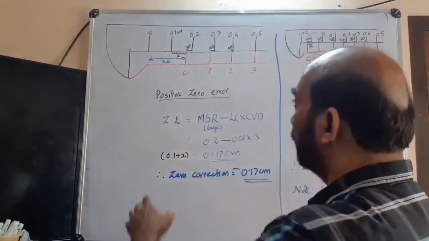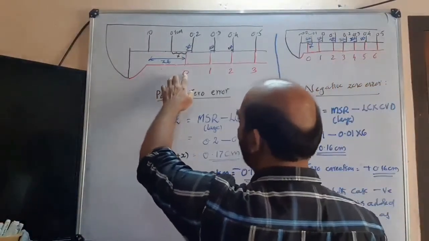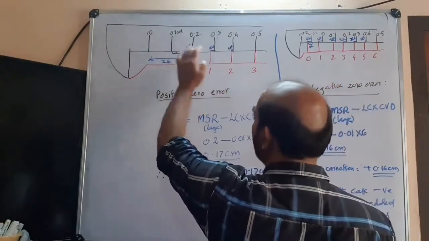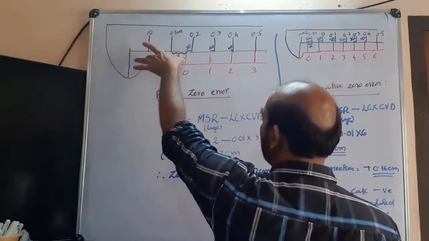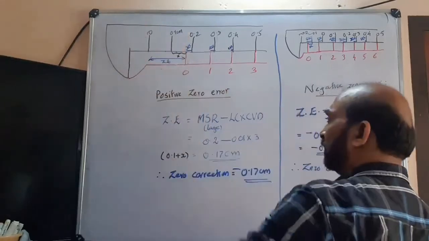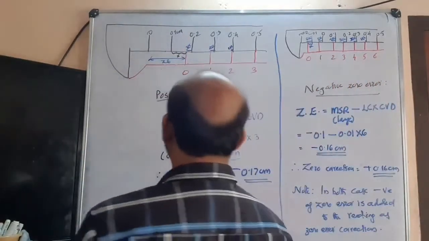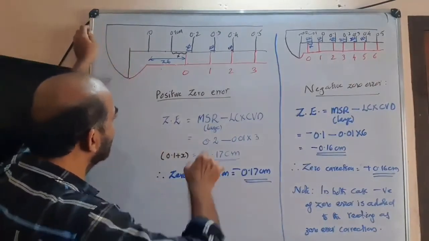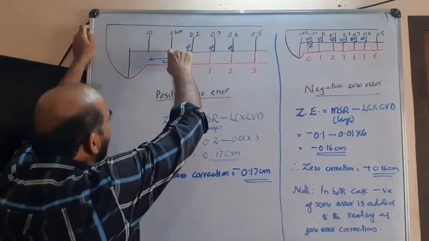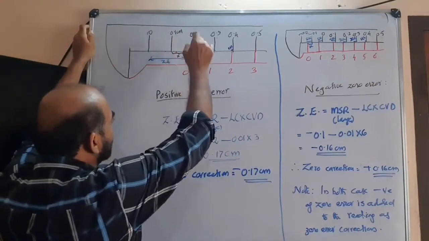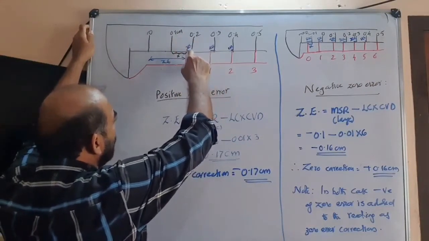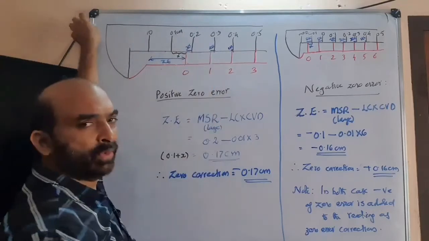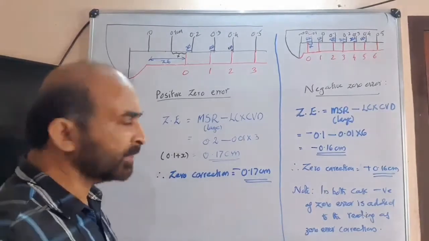Look at this diagram. Here the zero of the vernier is towards the right of the zero of the main scale. So this is the zero error. Okay, how to get that? We can say that the zero error is either 0.1 plus x or 0.2 minus this length. Okay, how to get that? Let's apply the equation.